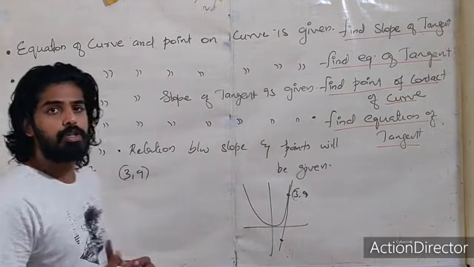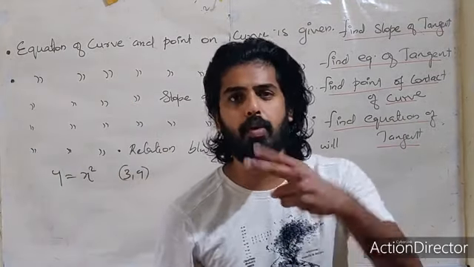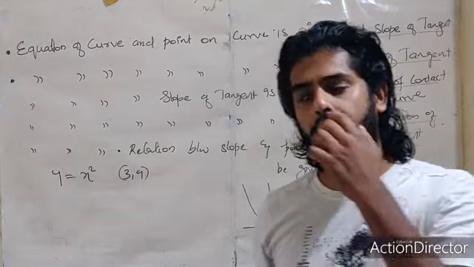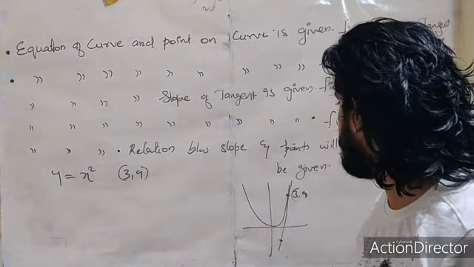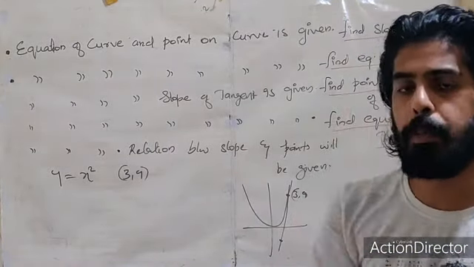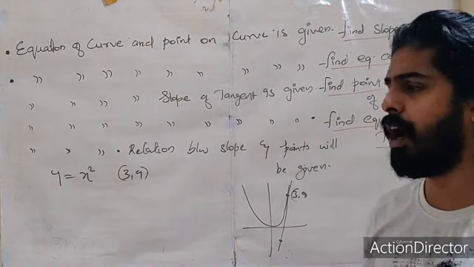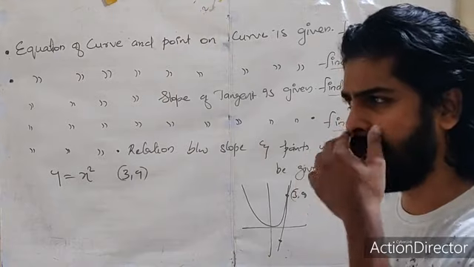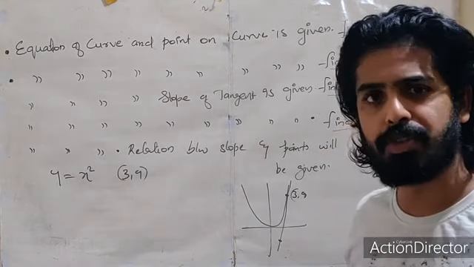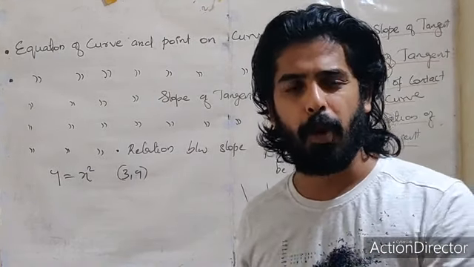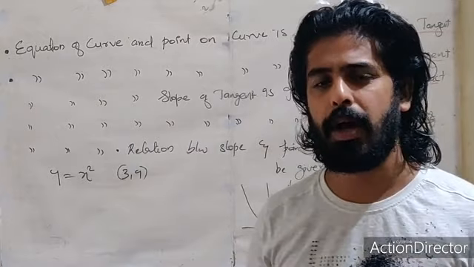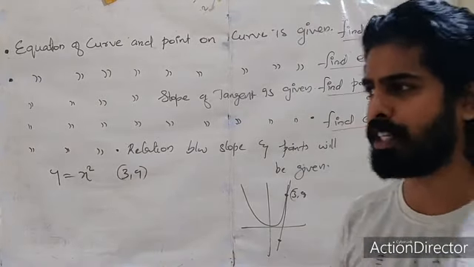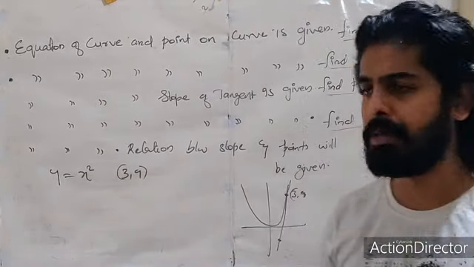In order to find the equation of line, you need two things. You need the point and slope. You need a point on the line and you need a slope of the line to find the equation of line. How will you find the equation of line? That you have learned in class 11, right? Class 11 in straight lines. Point slope form: y minus y1 is equal to m into x minus x1, where (x1, y1) is a point and m is the slope.